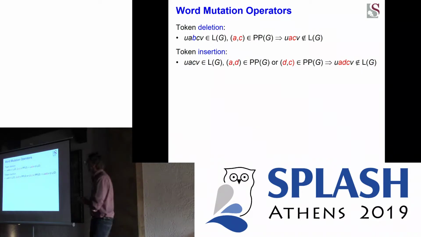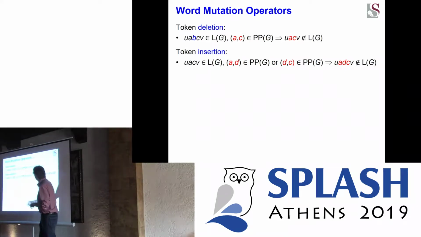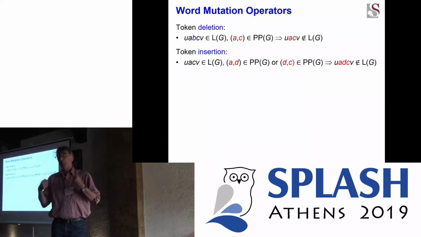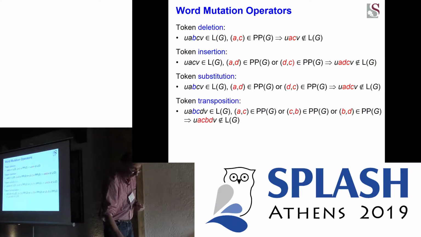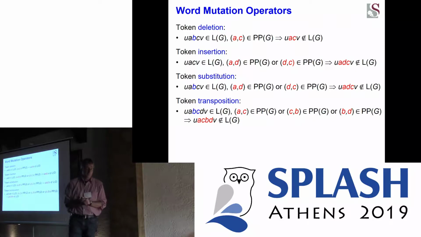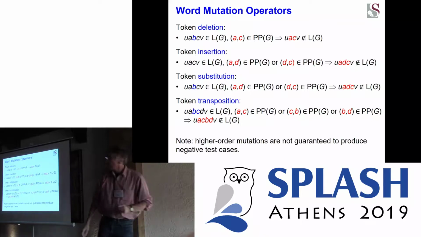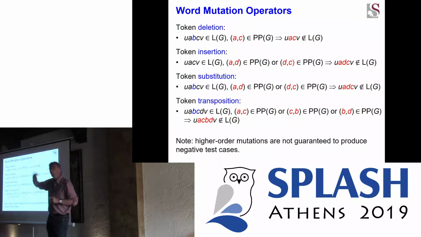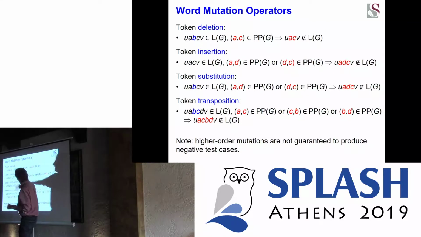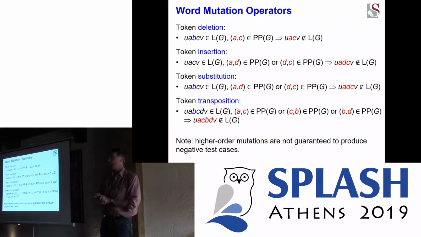Right? We can define this also for token insertion. If we know that AD is a poison pair or DC is a poison pair, then we can insert D between A and C, and we've constructed a program with a syntax error. Right? And we can do this for the other string edit operations like substitution and transposition as well. And we've got to be careful. We cannot chain these operations, right? We cannot guarantee that if we apply two of these mutations that the outcome is illegal. Obviously, if we insert something and then delete it again, we're back to where we are, and clearly that was a legal word. If it was a legal word before, it's a legal word afterwards.